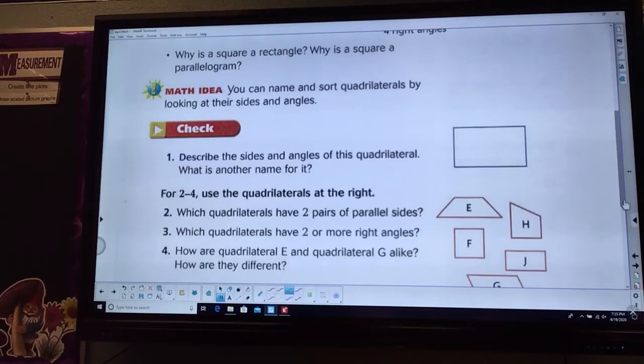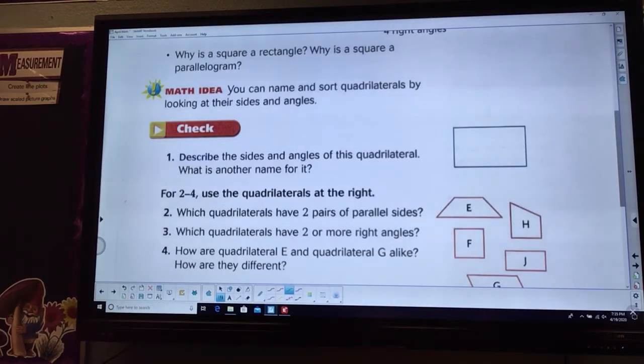Now, as we talk about this next section, why is a square a rectangle? Well, it goes back to what we just talked about. It has 2 sets of parallel sides, okay? And it has the 4 right angles. So once again, a square can be a rectangle, but a rectangle cannot be a square. You see why I call the square the superhero? He does it all. And finally, why is a square a parallelogram? Because it has 2 sets of parallel sides, right?